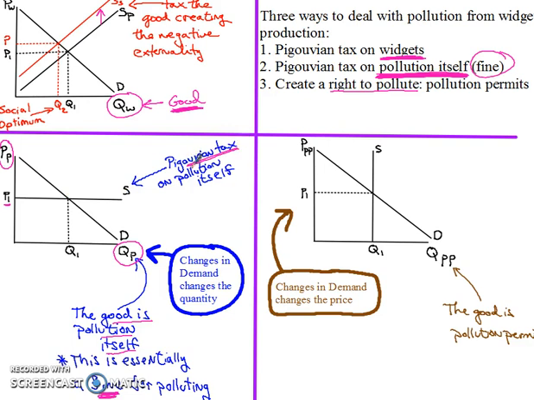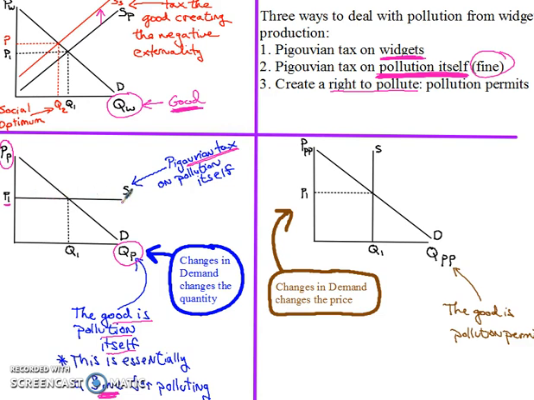Because if you didn't have the fine, essentially if the fine were zero, then the supply curve would be down here, right? That would be the supply curve, and there would be a lot more polluting that takes place. But with the Pigouvian tax, now the supply curve is up here where the fine is. So this is a Pigouvian tax, or a Pigouvian fine, on the pollution itself.